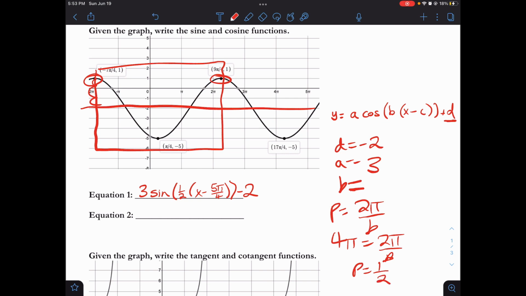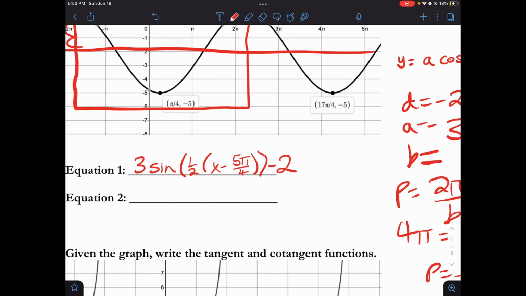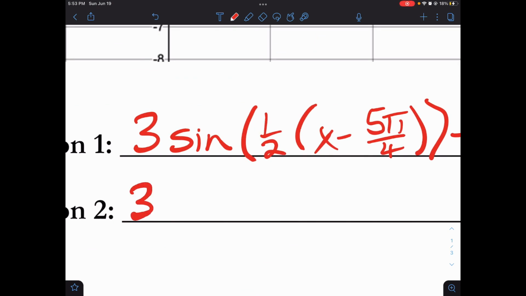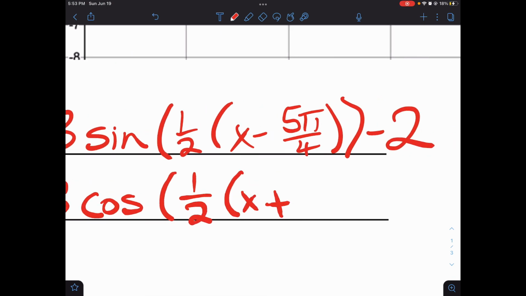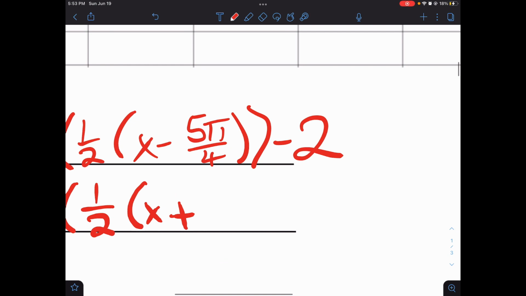Now our phase shift, on the other hand, since it starts from 1, goes till right here, meaning it goes 7 pi over 4. That's our phase shift. So our new equation can be written as 3 cosine of 1/2 x plus, because we're going to the left, plus 7 pi over 4.